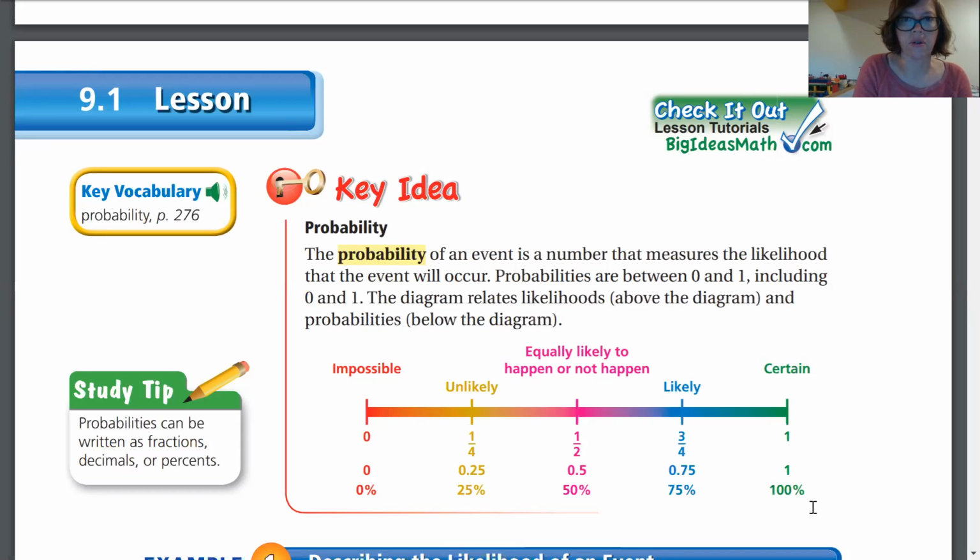So one thing to remember is that probabilities can be written as fractions, right? So we have 1/4, 1/2, 3/4, or as decimals. So we've got 0.25, 0.5, 0.75, or percents: 0%, 25%, 50%, 75%, 100%. All right. Okay, so we are going to go ahead and look at an example.